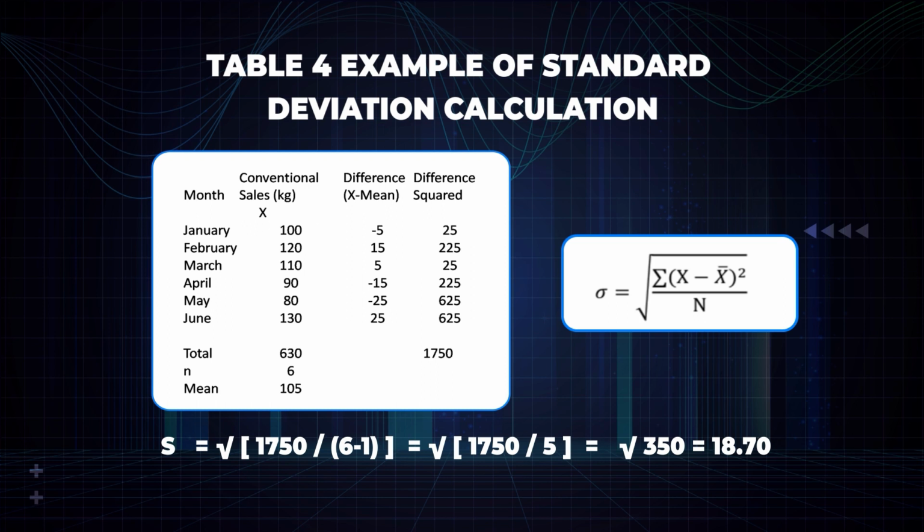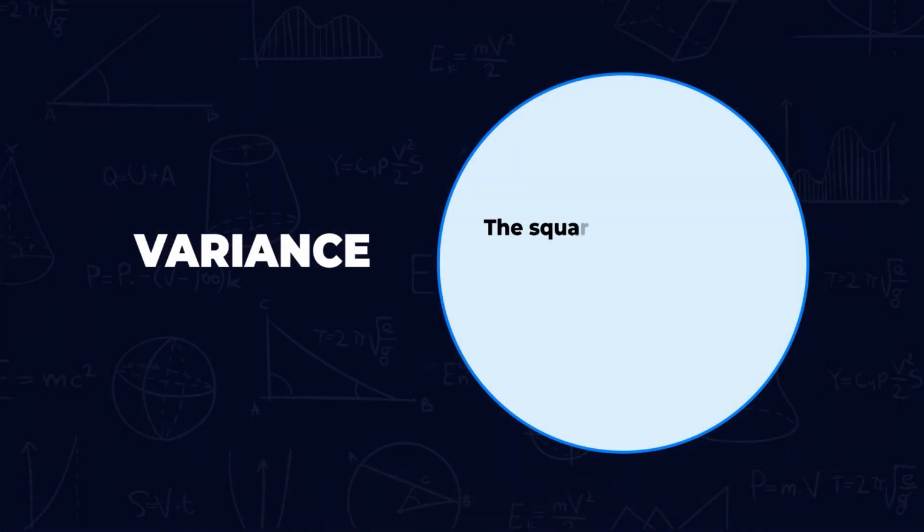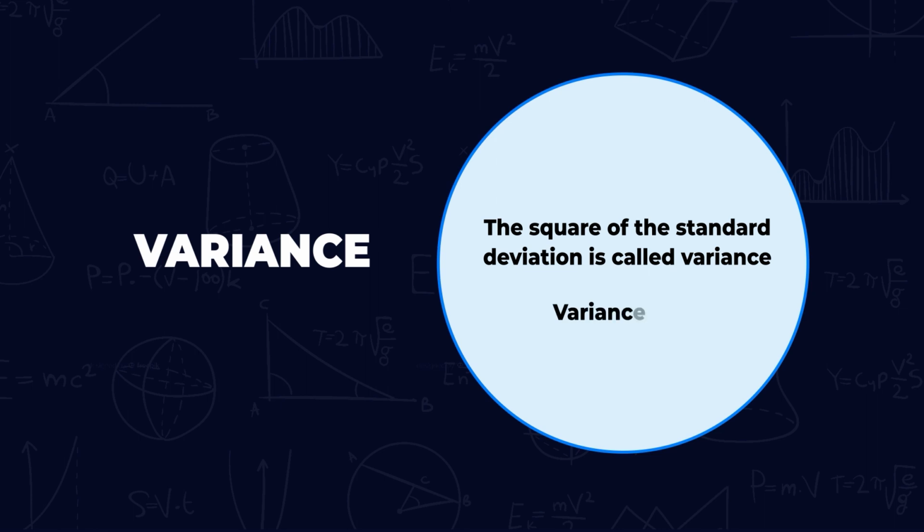Sigma is equal to the square root of the summation of (x minus x bar) whole squared divided by n. So here the summation of (x minus x bar) whole squared is 1750, and here we are considering a sample, not the population, so the divisor will be n minus 1. So the square root of 1750 divided by 5 is equal to 18.70, and that is the standard deviation for the given sample. The square of the standard deviation is called variance, and variance is denoted by sigma squared.